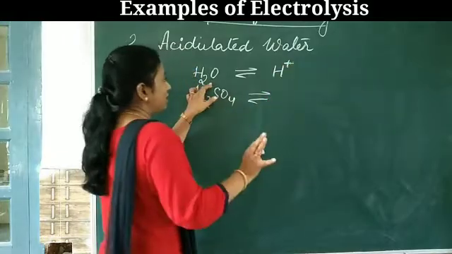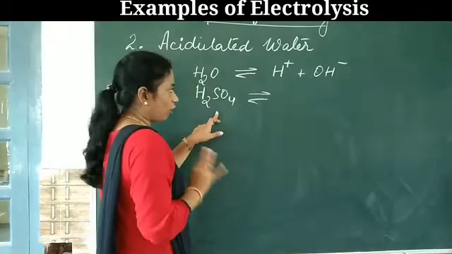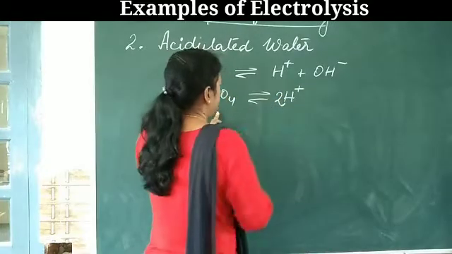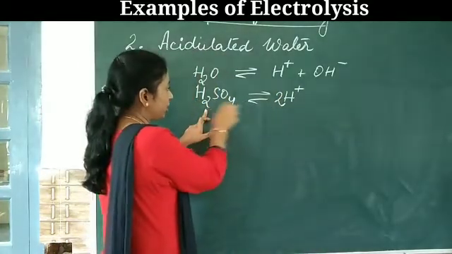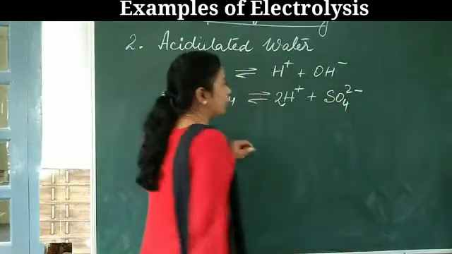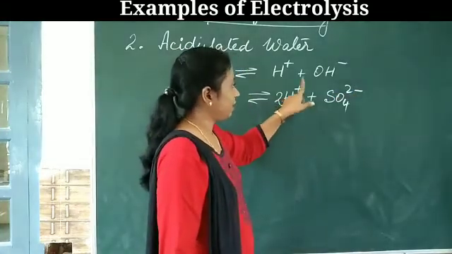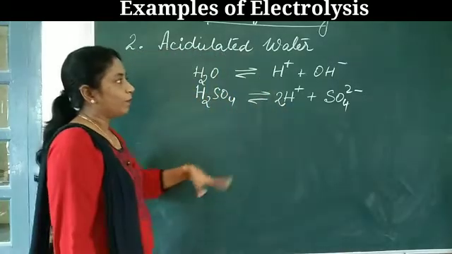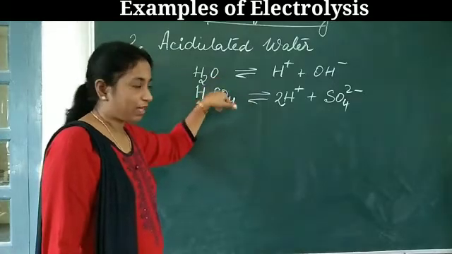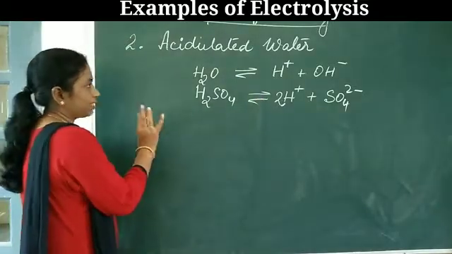Water will always ionize as H plus and OH minus. H2SO4 will always ionize as 2H plus and SO4 2 minus, because there are two H's here. Sulfate's valency is 2, so 2 minus. Hydrogen's valency is only 1, so 1 plus. In this example it is ionization, because water is a covalent compound.